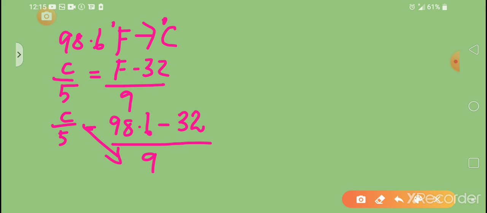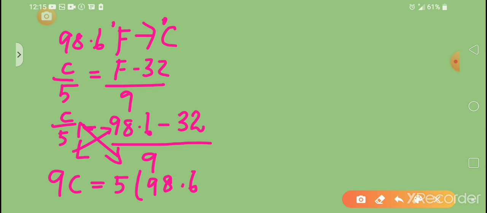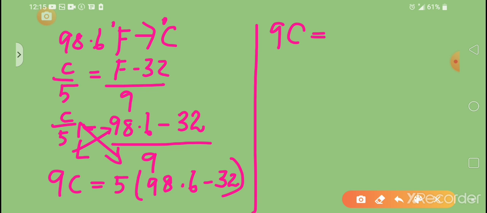Next we should cross multiply the numbers together, that we know. C into 9, that is 9C. Then 5 into this one, so 5 into, we need to put the bracket, 98.6 minus 32. Okay, then we should multiply, that is 9C is equal to 5 into 98.6, that is 493, minus 5 into 32, 160.